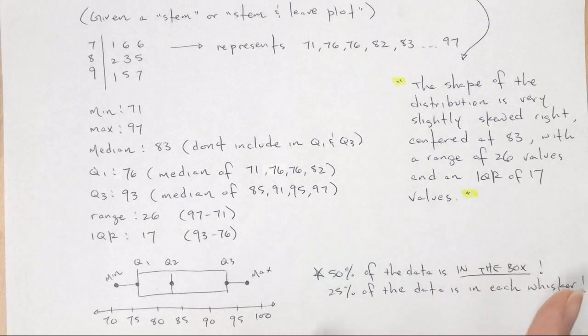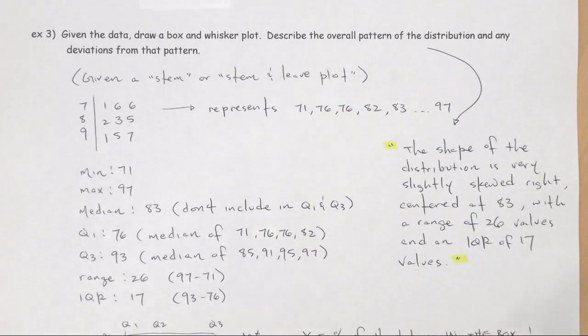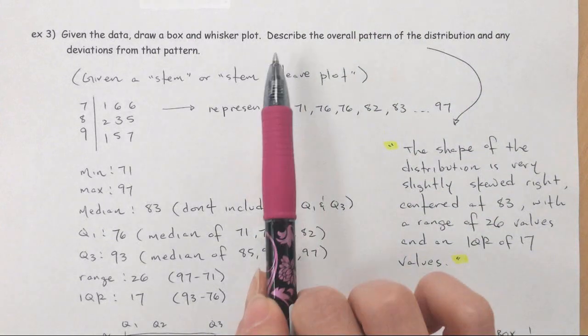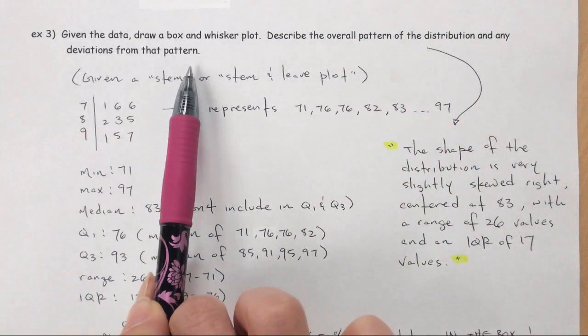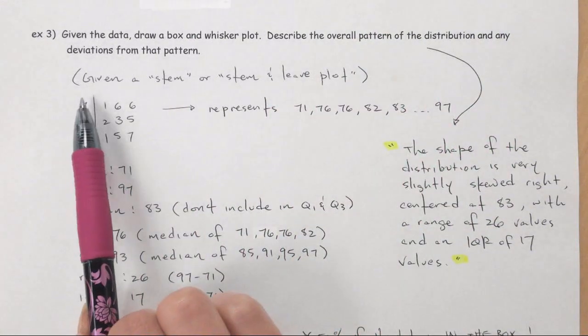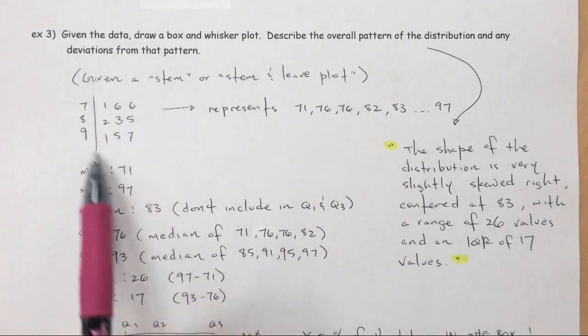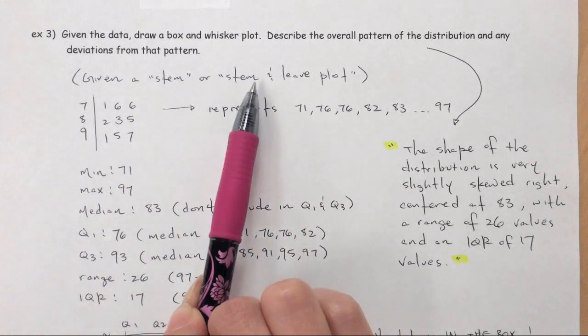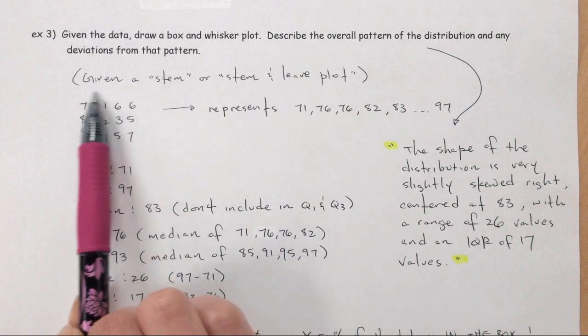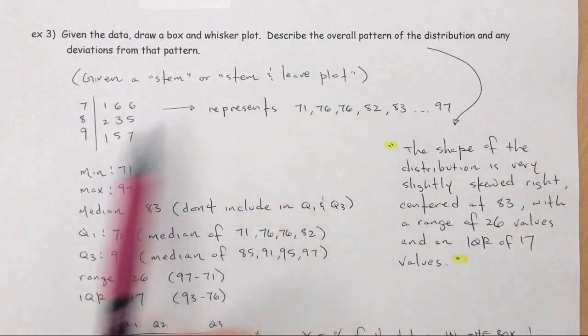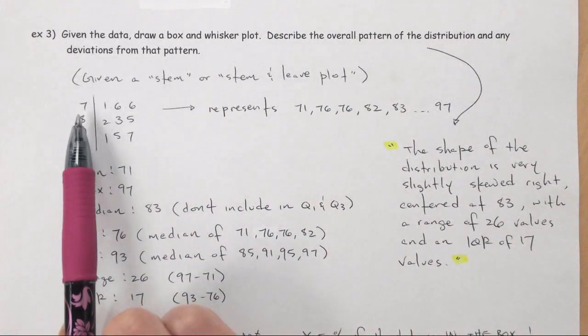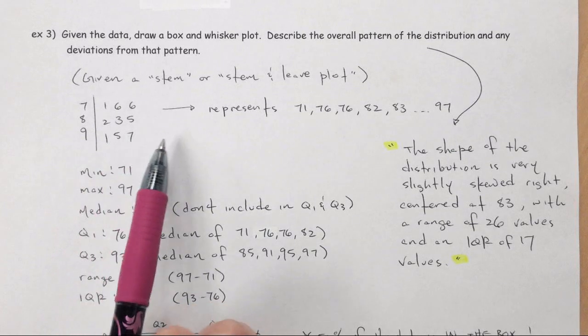Okay, number 3. Given the data, draw a box and whisker plot. So it's been a long time since you guys have looked at a box and whisker plot. Describe the overall pattern and any deviations from that pattern. There we go. So let's say this. You have a stem and leaf plot. This is already called something that's called a stem and leaf plot. This is when you go by like tens and units, okay?